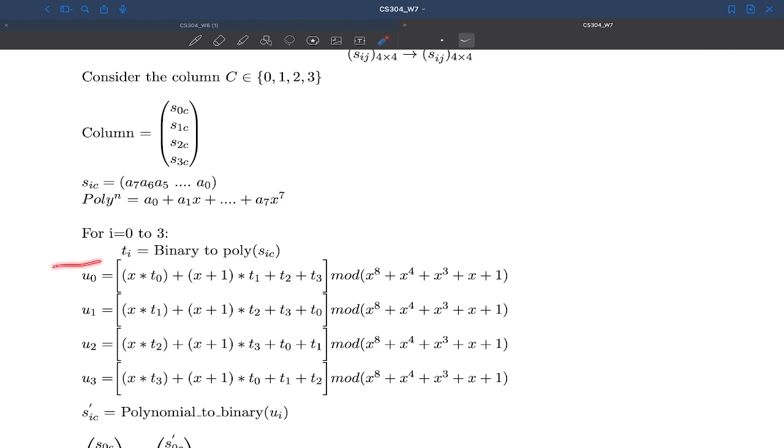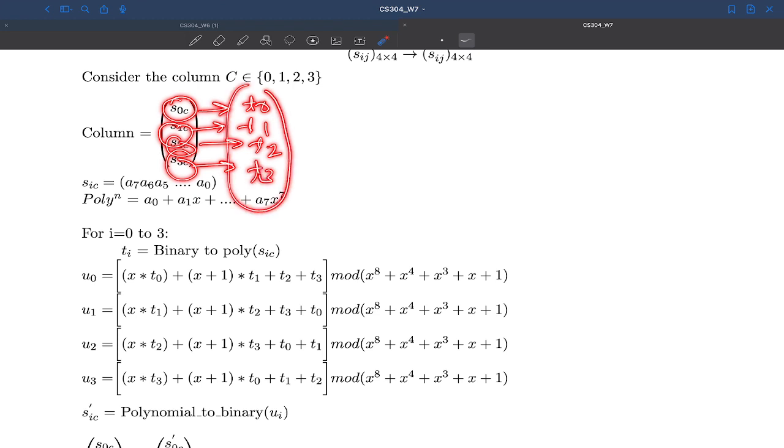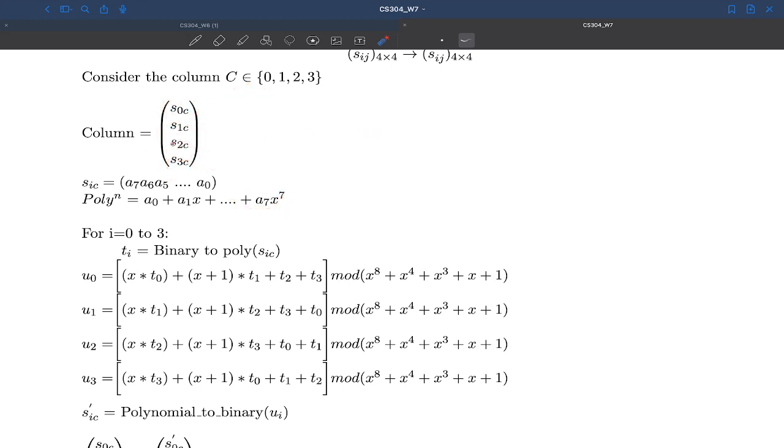In those 4 iterations, what I do is that I convert every 8-bit to a polynomial. So this will be transformed to T0, this will be transformed to T1, this will transform to T2, and this will be transformed to T3. What are these T0, T1, T2, T3? They are the polynomial form of these binary strings. So we convert each entry to a polynomial, and the ith index value is denoted by Ti. So we got 4 polynomials.